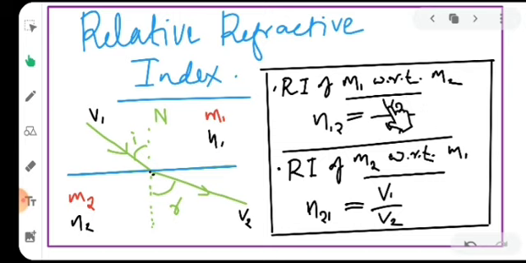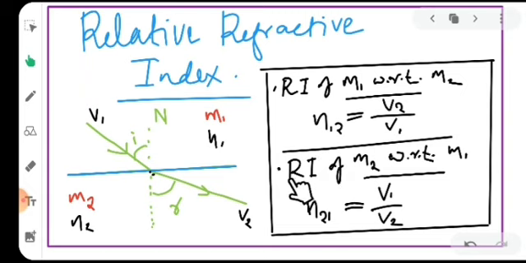It is the velocity of light in material 2 by the velocity of light in material 1. So if you are going to measure the relative refractive index of material 1 with respect to material 2, then you will have to do this ratio, where the velocity of light in material 2 comes in the numerator, and the velocity in the material whose refractive index you are going to measure should be in the denominator.